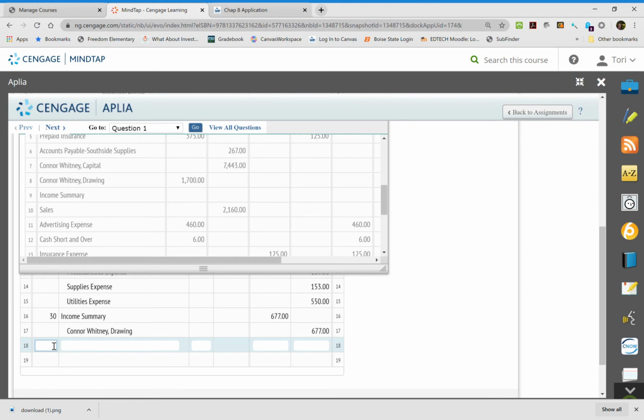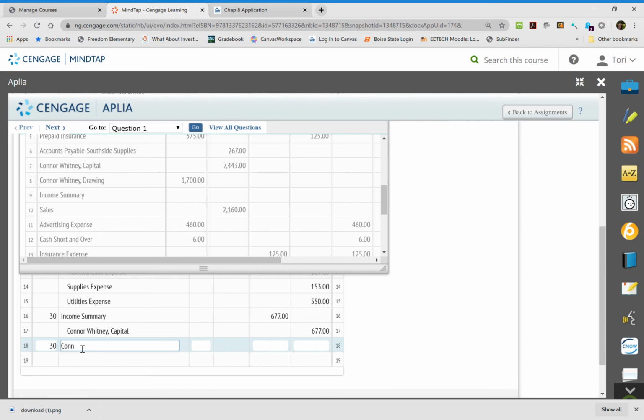Then the last thing, if you look at the list on Canvas, the last thing we're going to close is our capital. Not our capital, oops, I made a mistake. It's not our drawing. We're going to put that in as capital. Make sure to make that change. The next thing we're going to close is our drawing. I got one step ahead.